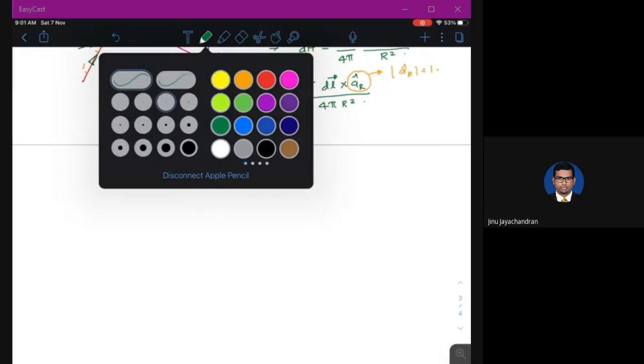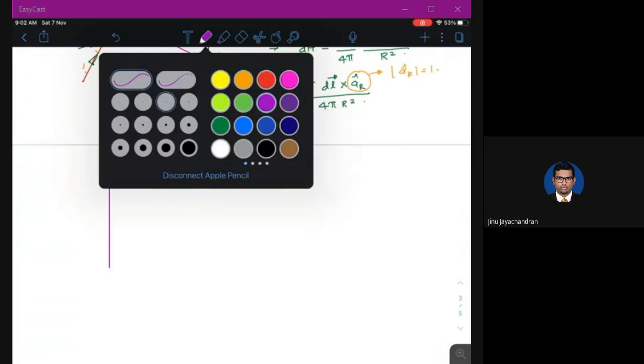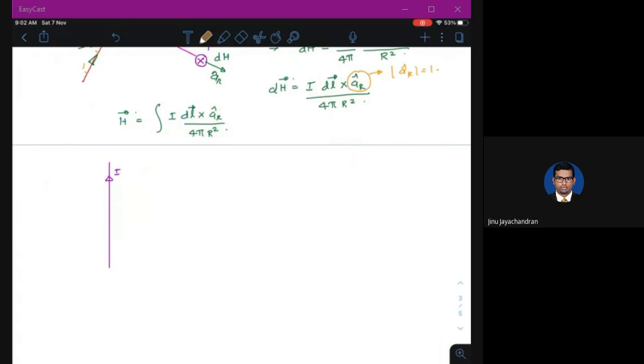So let me try to draw. I am not sure whether I will draw it correctly. So assume that there is a current carrying wire like this, which carries a current I. Now let's say you curl your finger like this. So the thumb points in this direction, right? I'm very bad at drawing. Okay, so you're curling your finger.